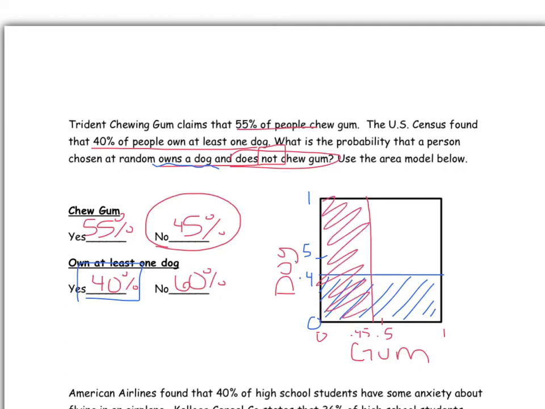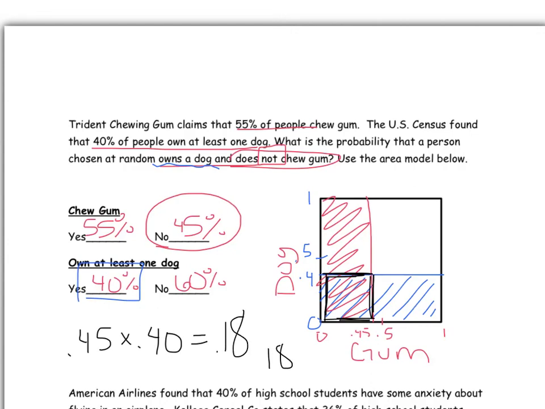And again, the "and" would represent the overlapping part where they have the dog and they do not chew the gum. So this area model would help us find the probability by finding the area, the length times width. 0.45 times 0.40 equals 0.18 or 18%.